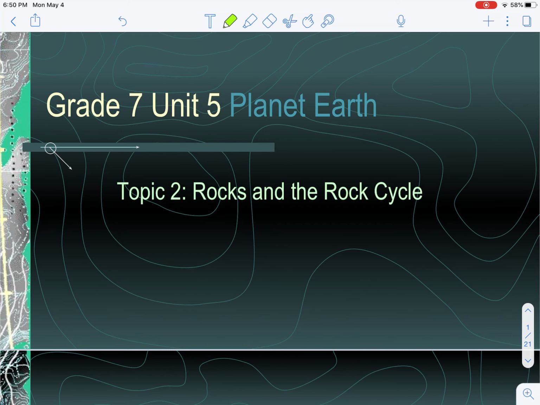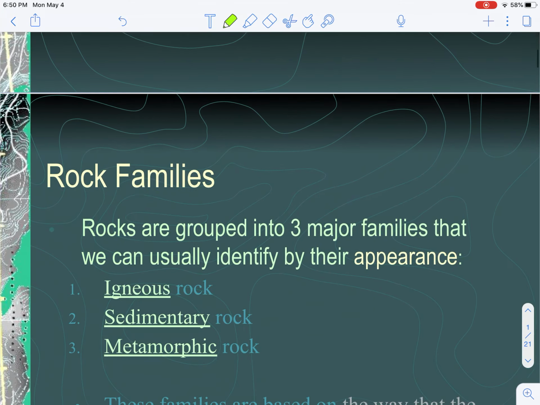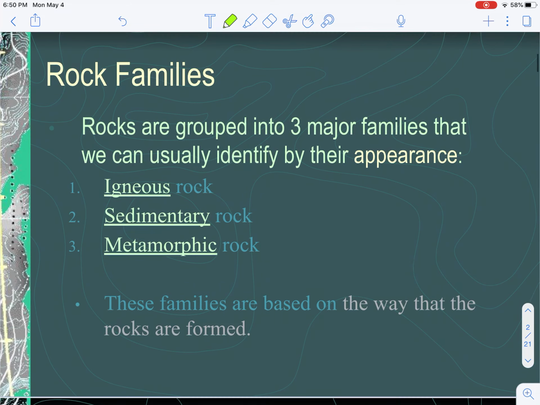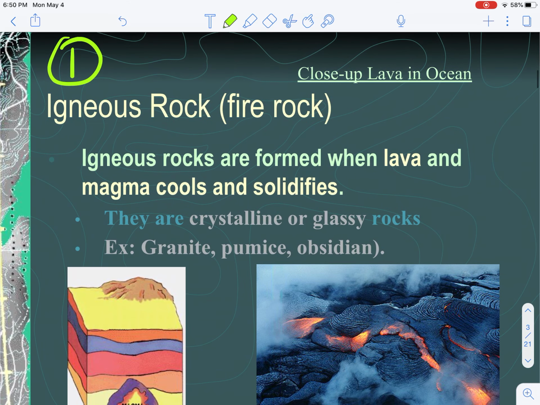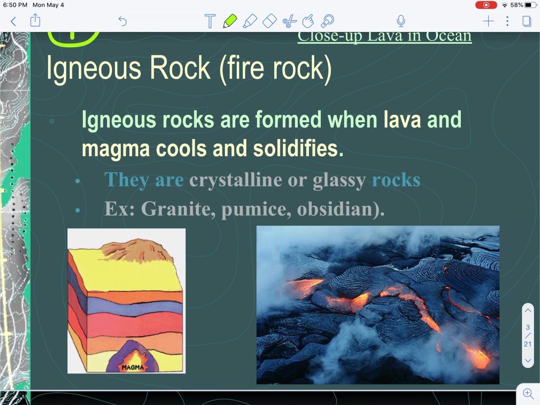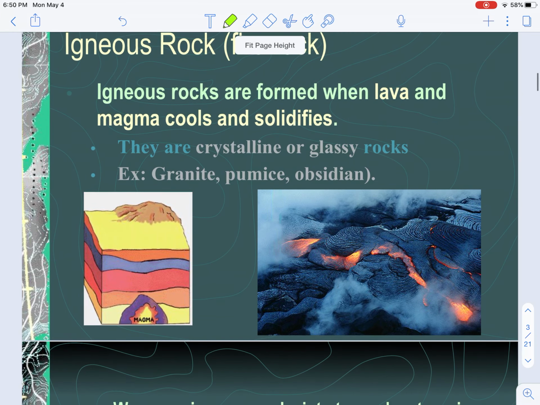Welcome, Science 7, to our very last unit. A very cool but pretty big unit in planet Earth. We're on topic 2 today about rocks and the rock cycle. And we'll talk about the 3 categories of rocks, igneous, sedimentary, and metamorphic, and how they are formed. Check out the cool video links as you go through the PowerPoint.